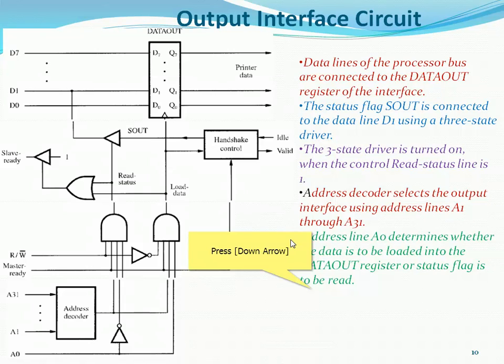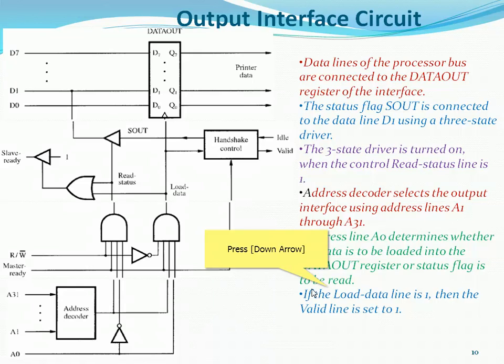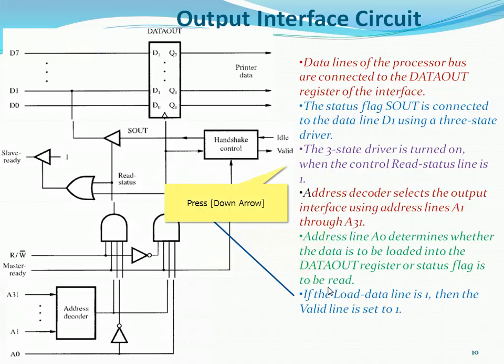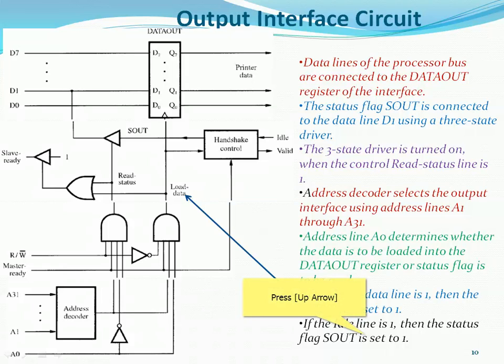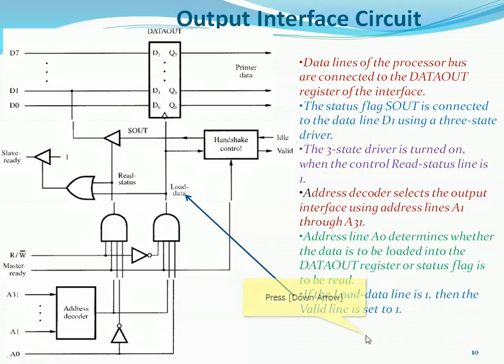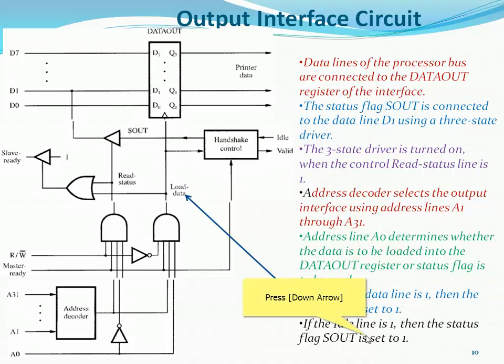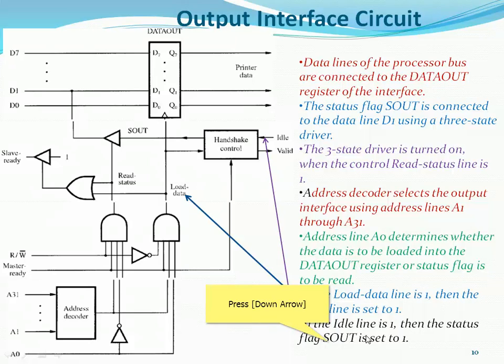Address line A0 determines whether the data is loaded into the data out register or the status flag is to be read. If the load data line is 1, then the valid line is set to 1. So the load data decides the valid line. If the idle line is 1, then the status flag S out is set to 1. So the status is also decided by this idle line.